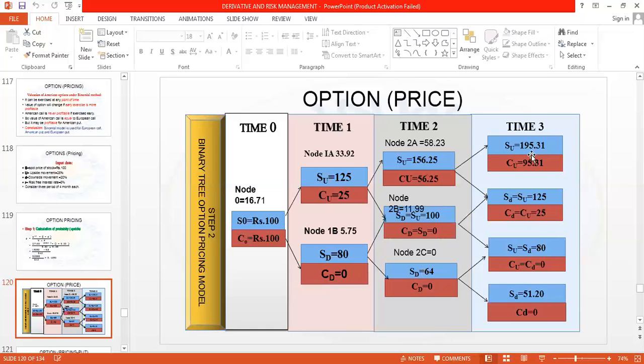So spot price in time 3 can be either 195.31 or 125 or 80 or 51.20. Intrinsic value of the call option will be positive only at 195.31 and 125, and it will be 0 at 80 and 51.20. With this discussion, we are concluding this lecture. We will continue in our subsequent lecture on this particular area. Thank you.